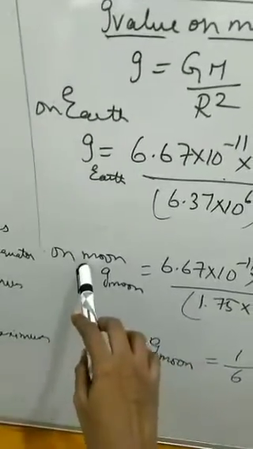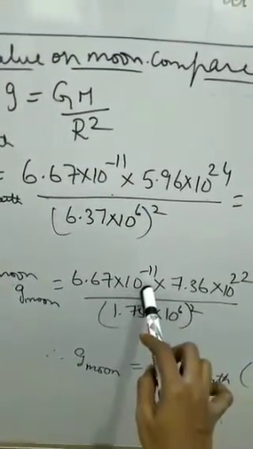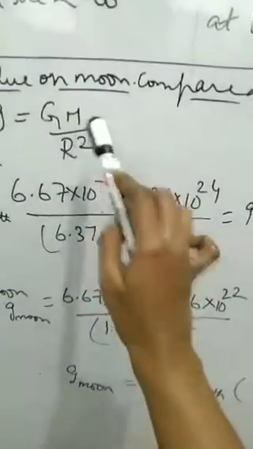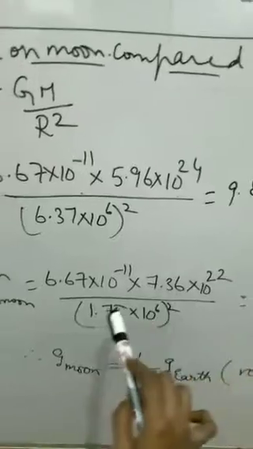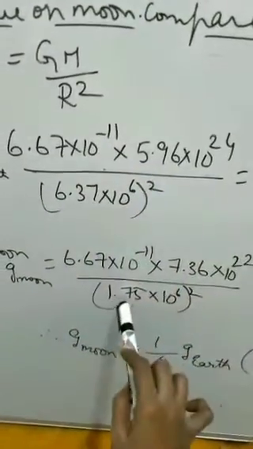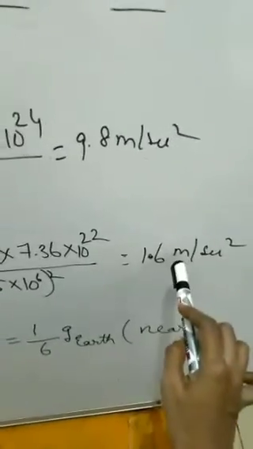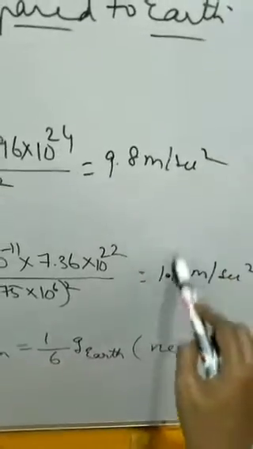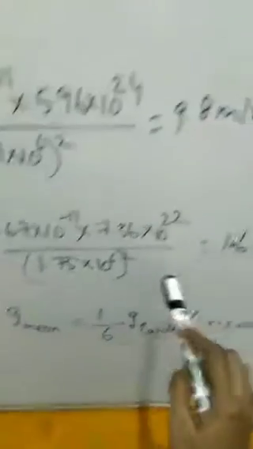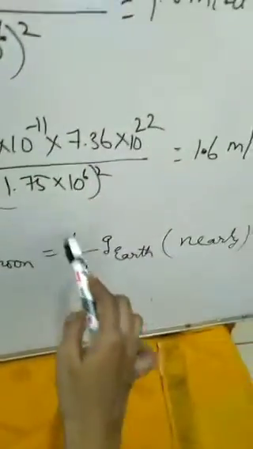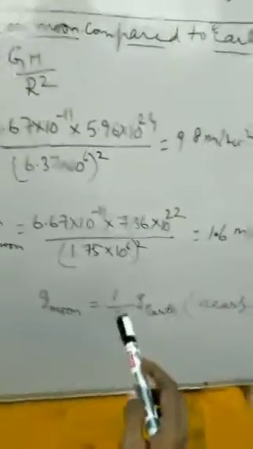Now we will calculate the small g value on the moon. So G is again 6.67 into 10 power minus 11. Here you will take m as the mass of the moon, which is 7.36 into 10 power 22, and radius of the moon, r value, you will take 1.75 into 10 power 6, whole square. If you calculate, you will get 1.6 meter per second square. Now if you compare these two, 9.8 is 6 times that of 1.6. So you will take the g value of the moon is 1 by 6th of the g value of the earth. Yes or not? Almost nearly 1 by 6th of that.